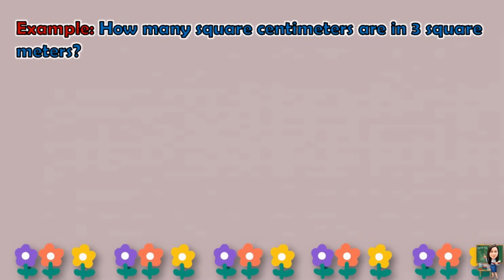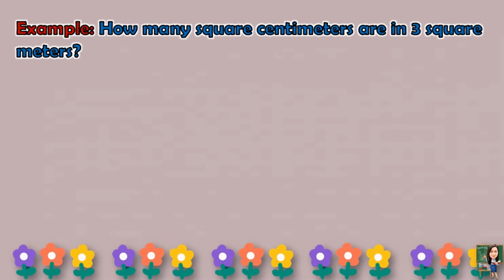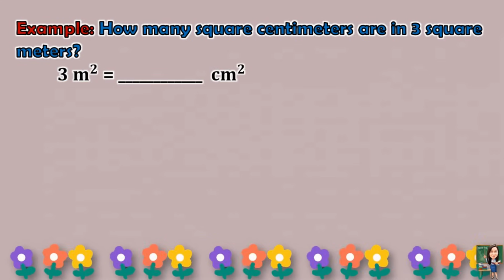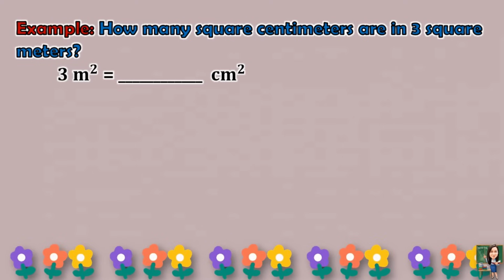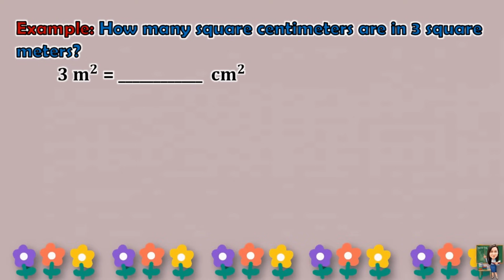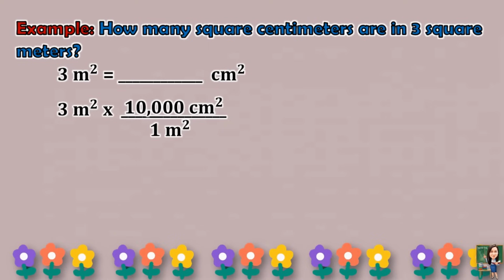Let's study the example. How many square centimeters are in 3 square meters? The given is 3 square meters is equivalent to blank square centimeters. Remember that 1 square meter is equivalent to 10,000 square centimeters. So we will multiply 3 square meters by 10,000 square centimeters and divide it by 1 square meter.